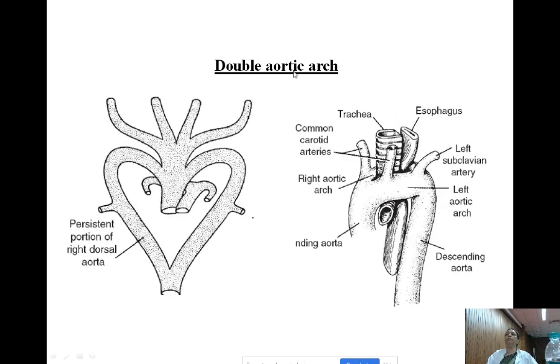Now sometimes both the fourth aortic arches persist. On the left side it is normal, but on the right side, if it persists, and if the right dorsal aorta also persists, then it will form the right aortic arch. It will form another aortic arch, and between the two arches, the esophagus and the thoracic duct will be here. So they are compressed between the two aortic arches. Between the two aortic arches, the esophagus and the trachea will be compressed. Okay, so that is the double aortic arch.